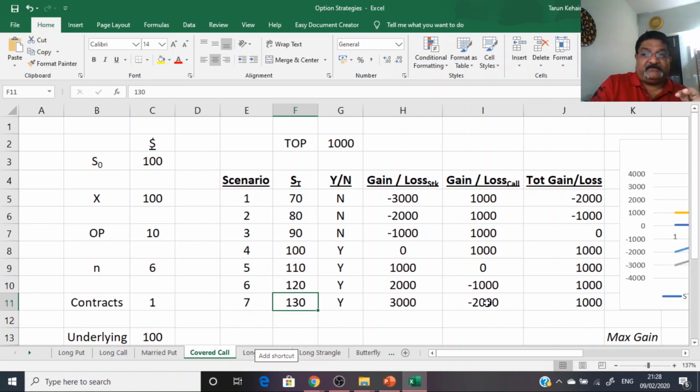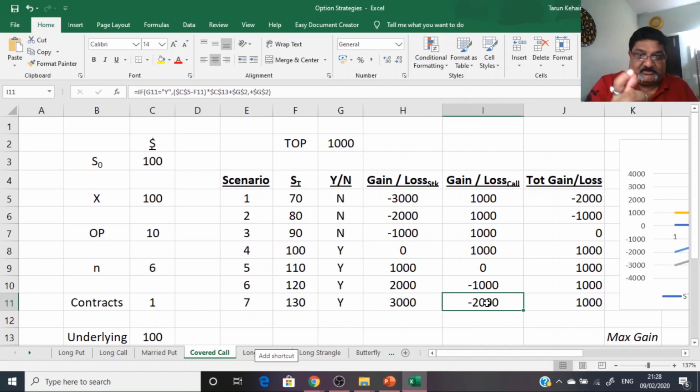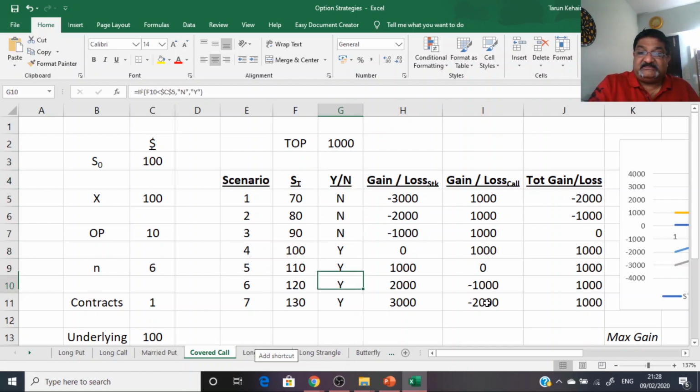So you compensate $3,000 as the loss. This is the gain to the counterparty, so you have to pay him $3,000. Mind you, he pays you $1,000 as option premium. So your net loss is $2,000. But your stock prices have moved upwards. It has gone from 100 to 130. So you have a gain on the stock of $30 per share times 100 shares, $3,000.